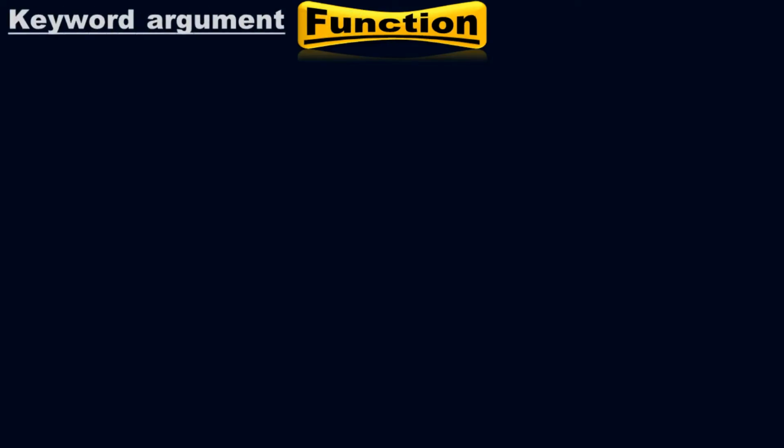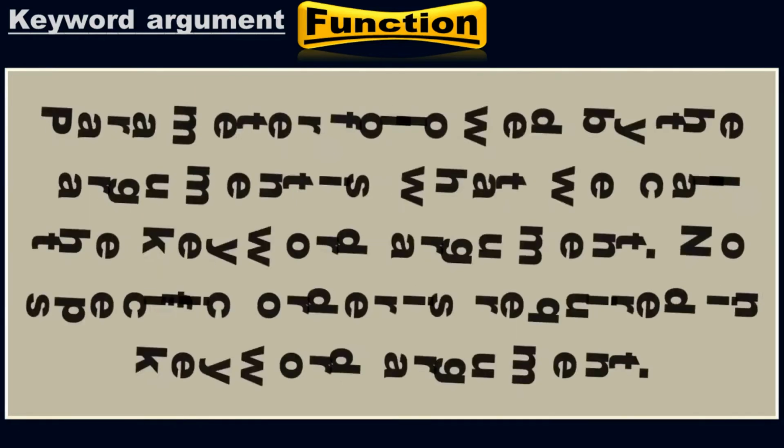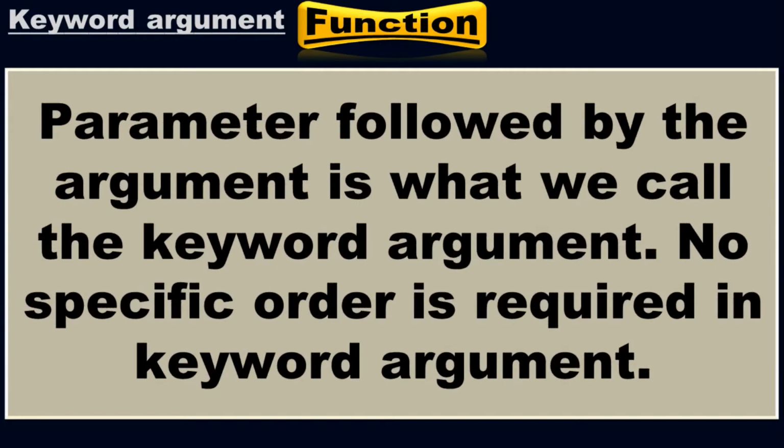Keyword argument. So far we were talking about the positional arguments. Now we are going to talk about the keyword argument. What is keyword argument? How does it look? According to the simple definition that we have, a parameter followed by the argument is what we call the keyword argument.